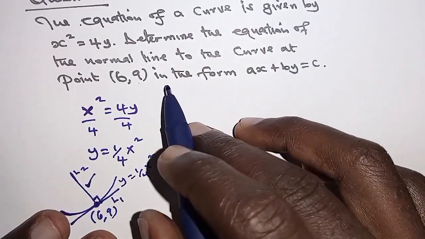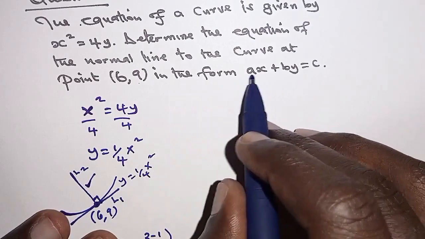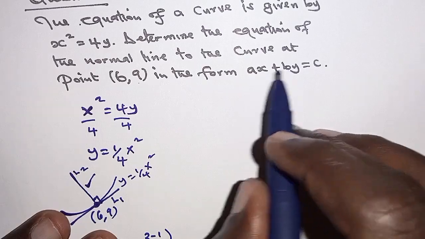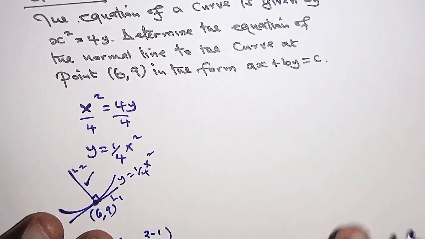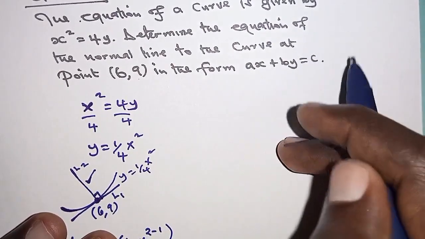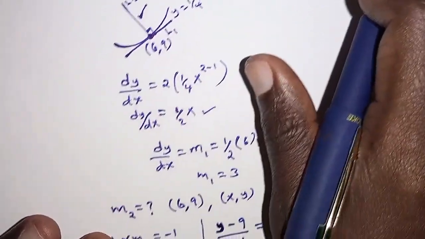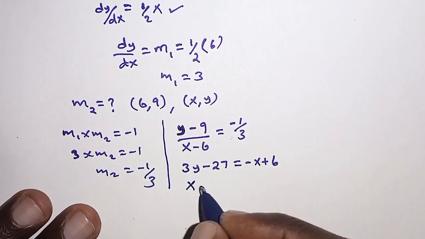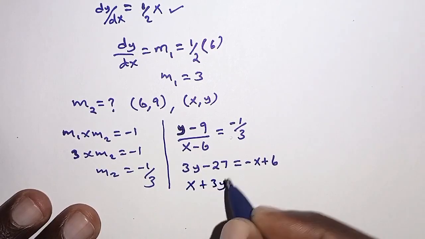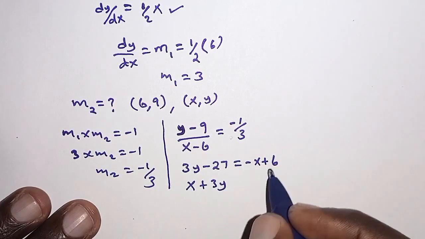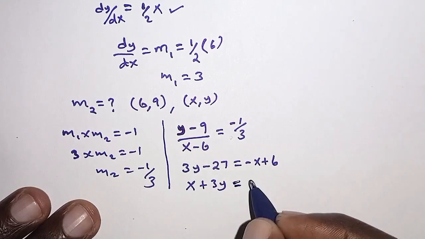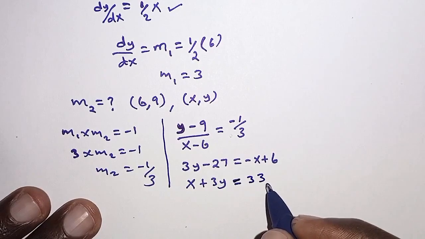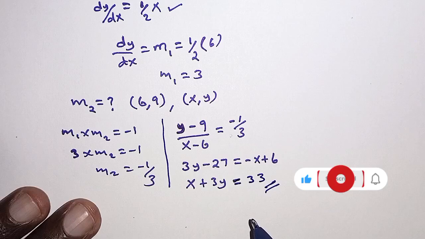We are required to express our equation in this form: ax plus by is equal to c. So we let all the terms in x and y be on the left hand side, and then the constant terms will be taken to the right hand side. So here x comes this side, so that we have x plus 3y. Negative 27 crosses, so that we add it to 6, and that will be 33. And this is the equation in the form required.